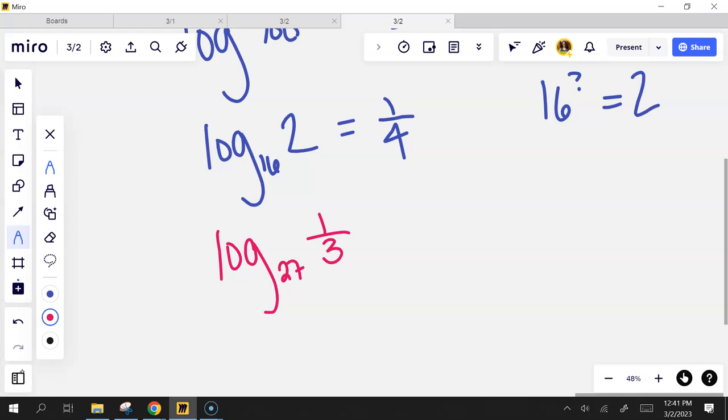This is a challenge. Yay! Somebody said it. What did you say? Negative 3. No!